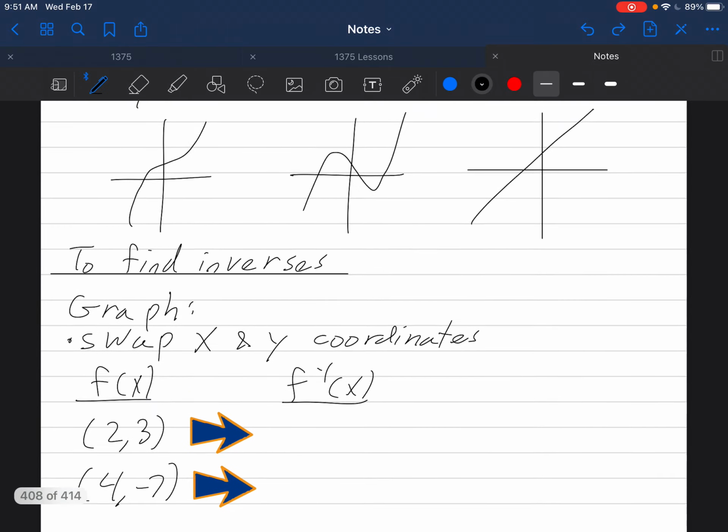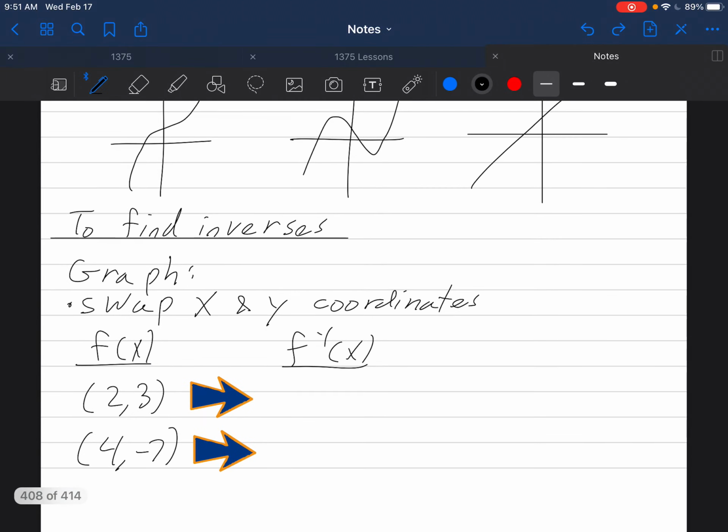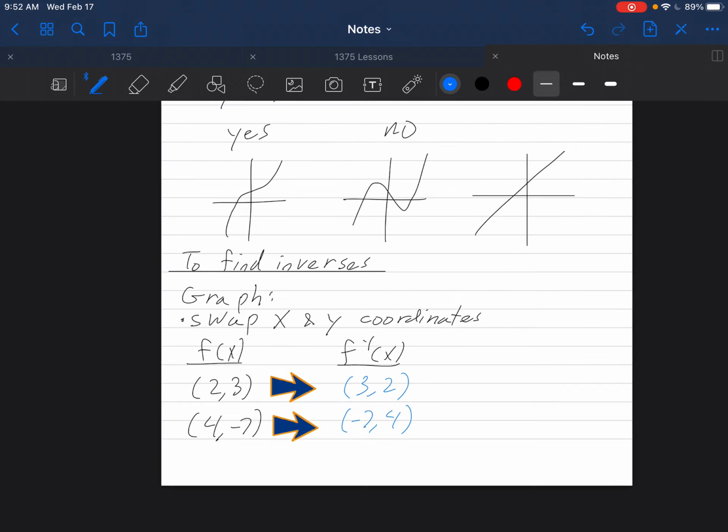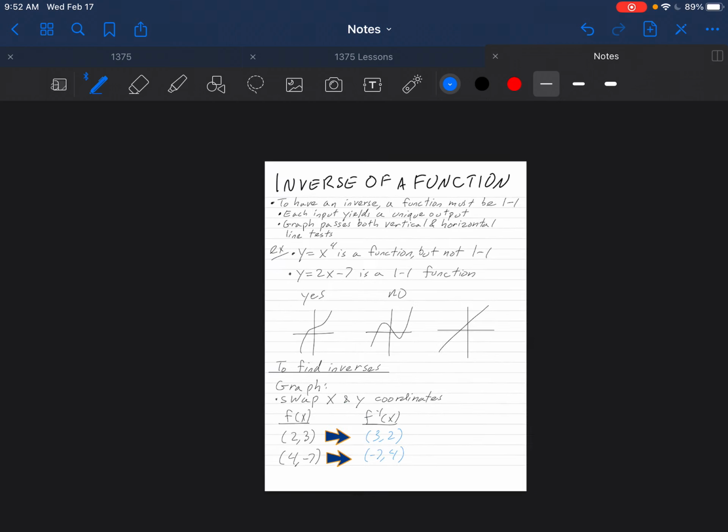So, to find the inverse of a function, if it is given to you graphically, all you are doing is swapping the x and y coordinates. Right, so if we are starting with a coordinate ordered pair of (2, 3), we can find the inverse to that particular input and output just by swapping: (3, 2). (4, -7) becomes an ordered pair of (-7, 4). And all of these put together should give you an idea of how the function looks graphically as an inverse.